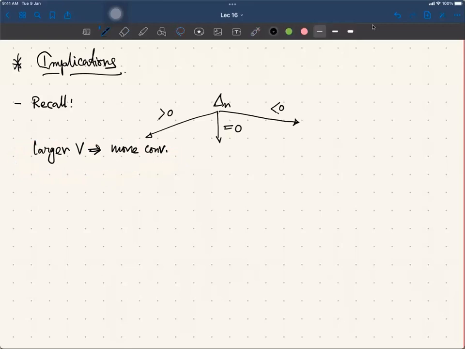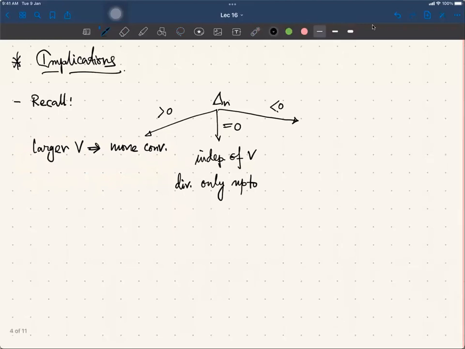For when delta n is equal to 0, the omega does not depend on the number of vertices. It's independent of V, and divergence appears only up to a cutoff value of the number of external legs. And when delta n is less than 0, then as the number of vertices increases, divergences become more severe.